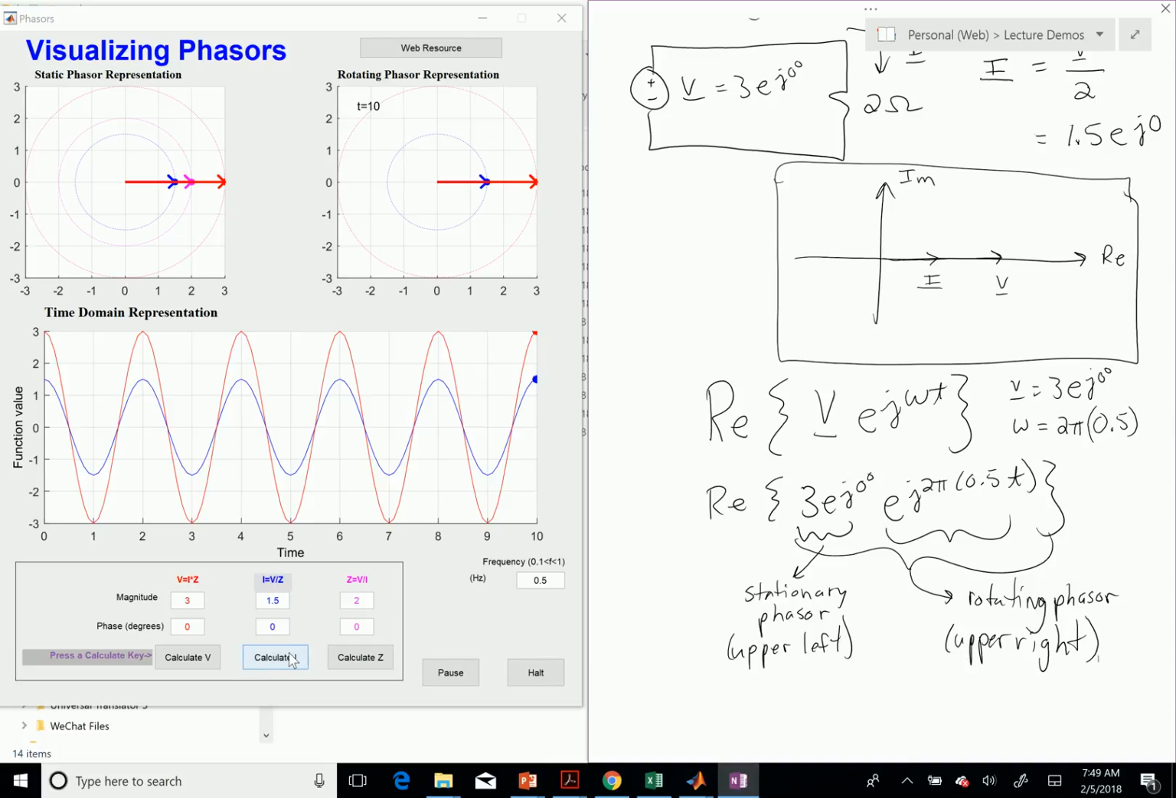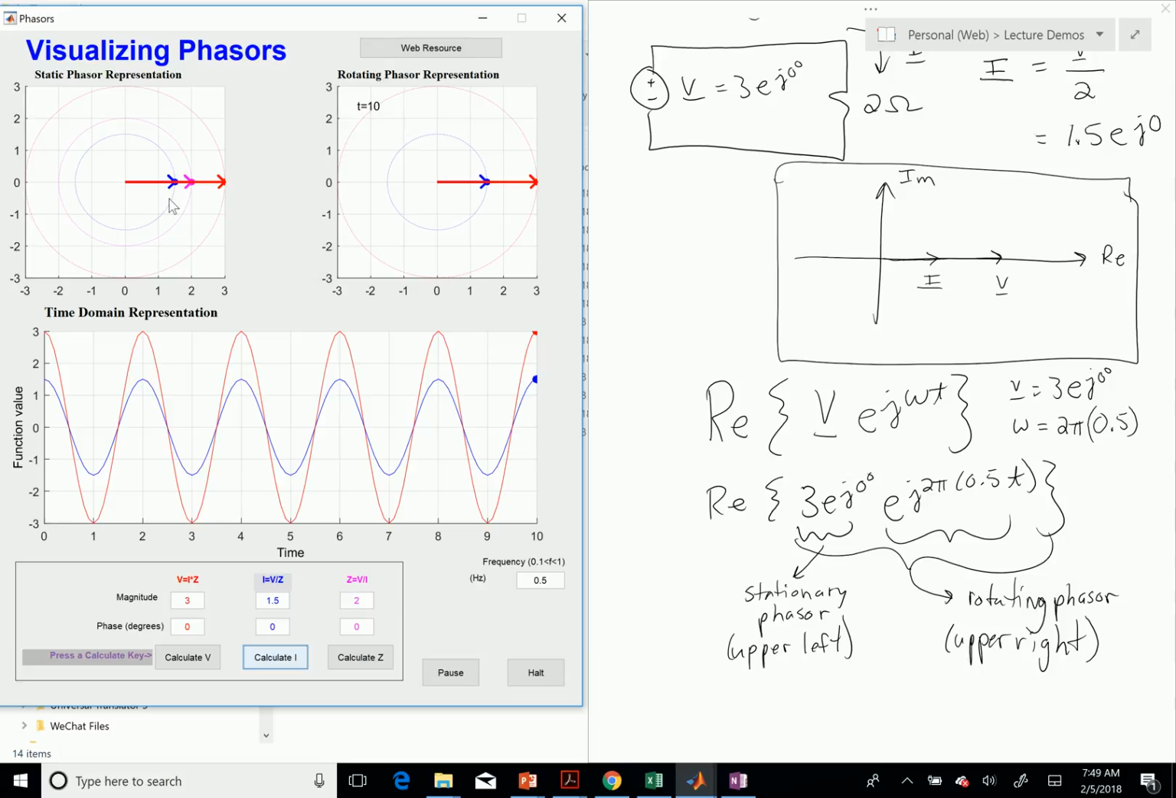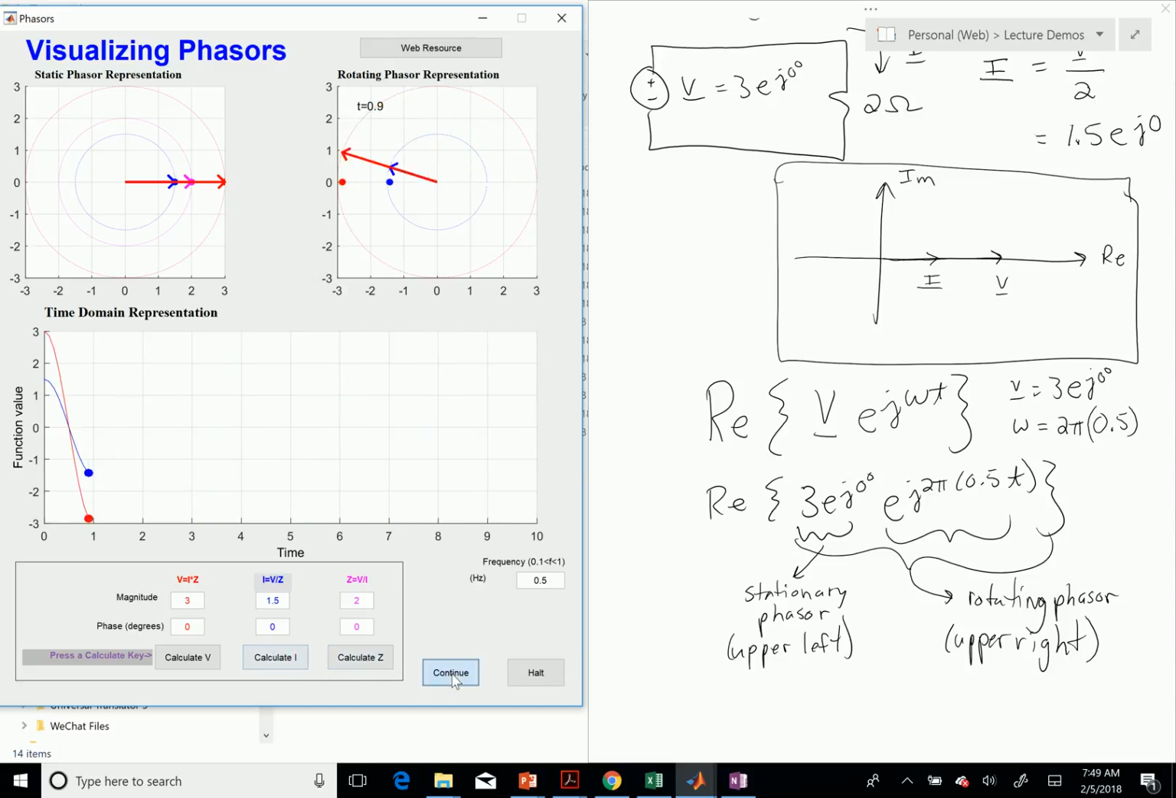Okay? I hit calculate I, and so notice that the vectors start moving and time advances. So as time advances, the time domain waveforms move and these vectors move, but the stationary vector doesn't, right? The stationary vector is just the phasor 3 e to the j 0. So let me run that again, except I'm going to pause it. Okay? So there I paused it right at time t equal to 1.